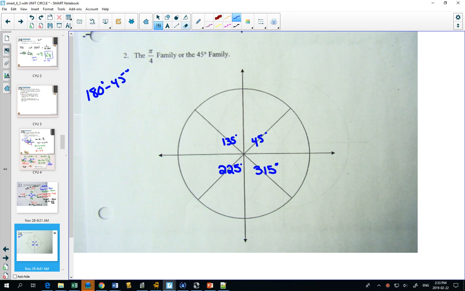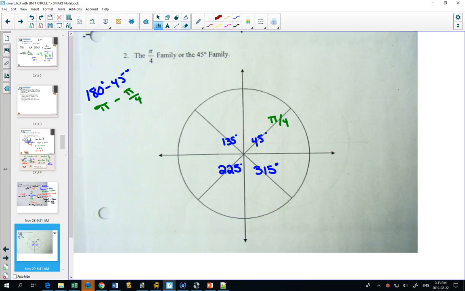Because now we're going to do it in radians. 45 degrees is pi over 4. What would be the family member in quadrant 2? Instead of doing 180 minus 45, now we're thinking in radians. You're going to have to do pi minus pi over 4.